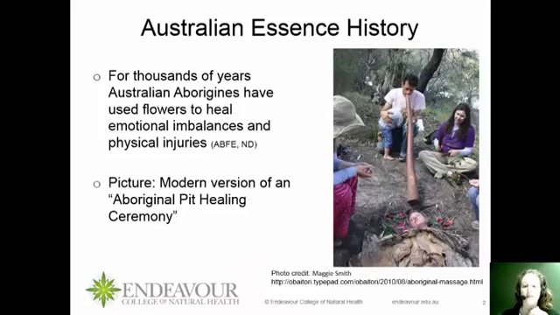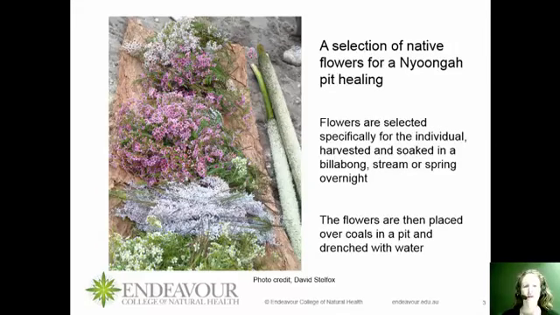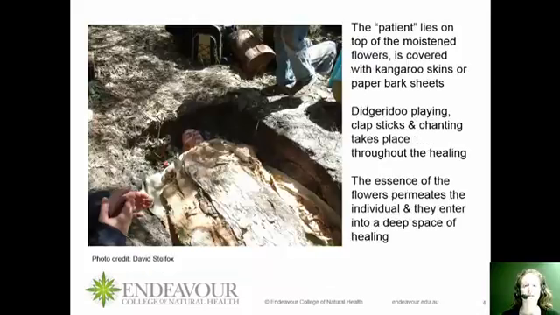Here's a great example of somebody laying on flowers as they receive a healing. And so this is one way to use flower essences. There are numerous ways that people have used them over the centuries, but this is one particular tribe's use of flowers as an essence. So the patient lies on top, they're covered with kangaroo skin, or in this case with bark.